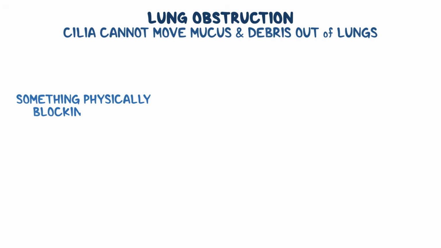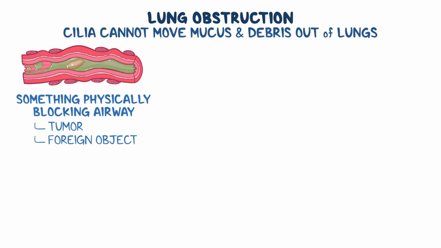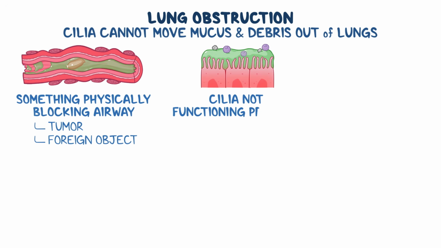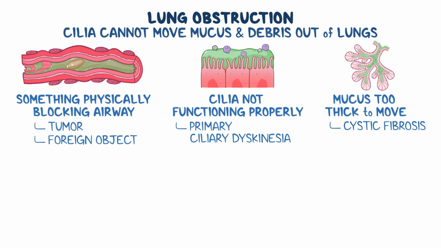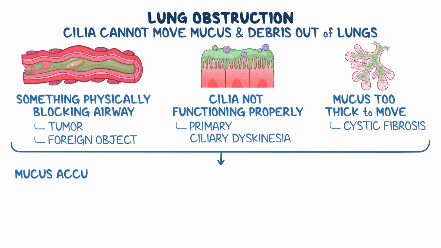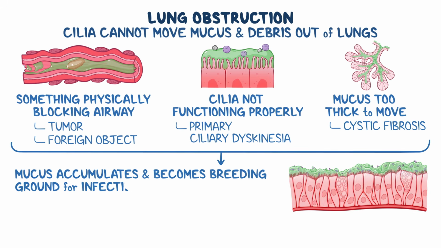Now, moving on to lung obstruction. In this case, the cilia of epithelial cells cannot move mucus and debris out of the lungs. This might happen when something is physically blocking the airway, such as tumors or foreign objects like a peanut. It can also occur if the cilia themselves are not functioning properly, as in primary ciliary dyskinesia, or if the mucus is too thick to move, like in cystic fibrosis. In all cases, mucus accumulates and becomes a breeding ground for infection and chronic inflammation. Over time, chronic inflammation leads to bronchiectasis.